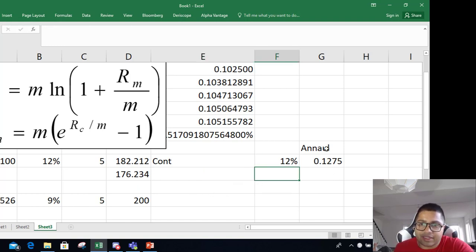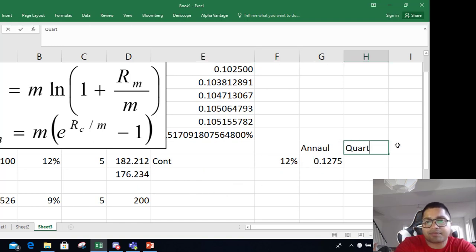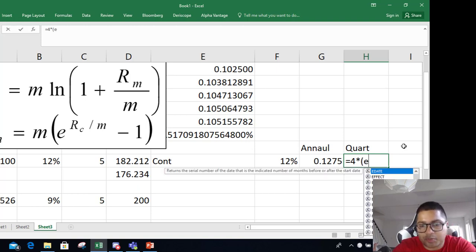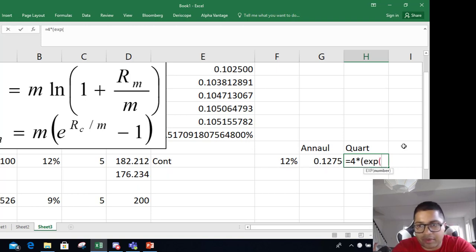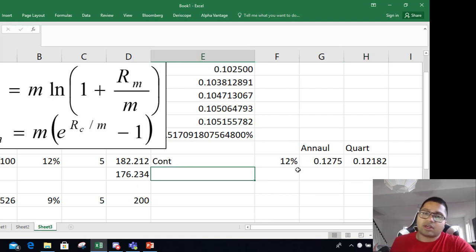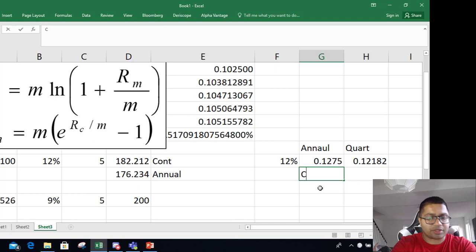Now if you want to find quarterly, how would you do it? Quarterly is 4 quarters, so 4 multiplied by the exponential to the power of the interest rate 12% divided by 4, since the frequency is 4, then minus 1. So it is 12.18.